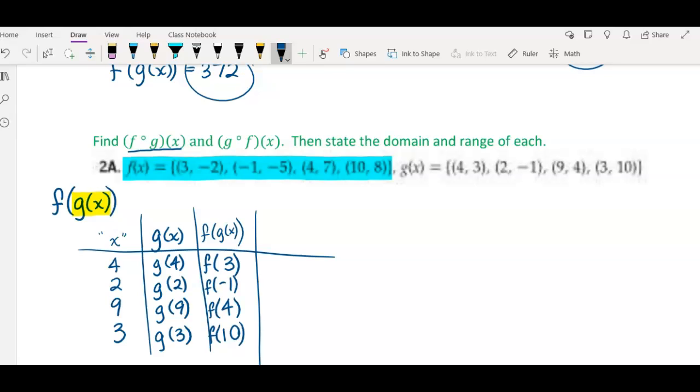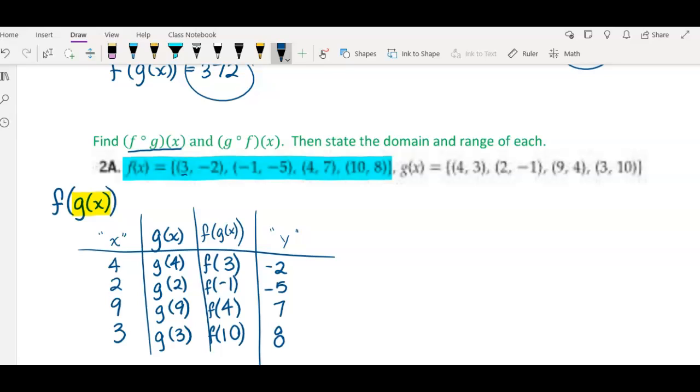When x is 3, I get negative 2 spit out to me. When x is negative 1, I get negative 5. When x is 4, y is 7. And when x is 10, I get 8. These are the y's of my composition.